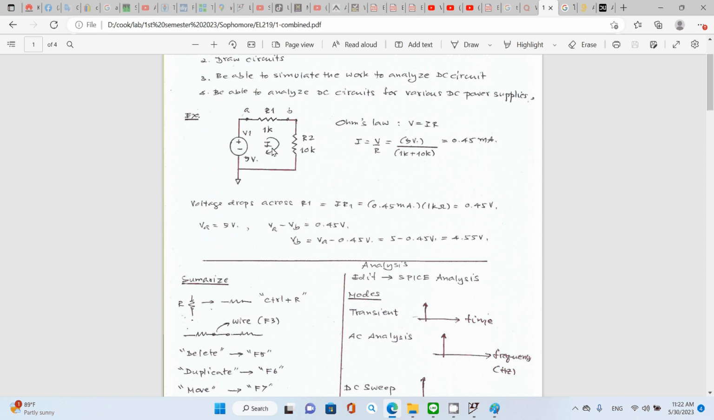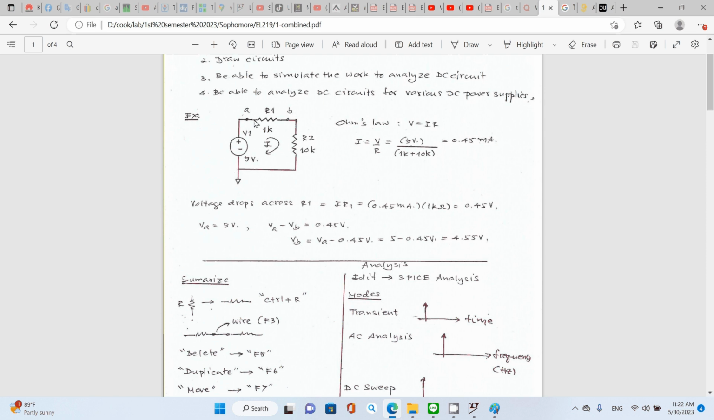And you also know that the voltage drop across R1 equals I times R1, where the current is 0.45 milliamp and your R1 is 1K. So that gives you 0.45 volt. That means for the supply voltage of 5 volts, some of it will drop across resistor R1. So that's why you have less voltage than 5 volts.